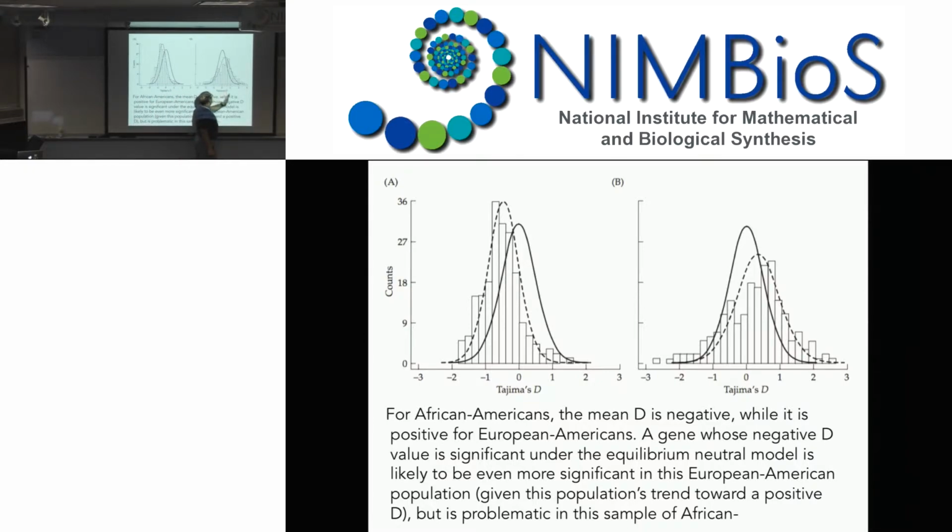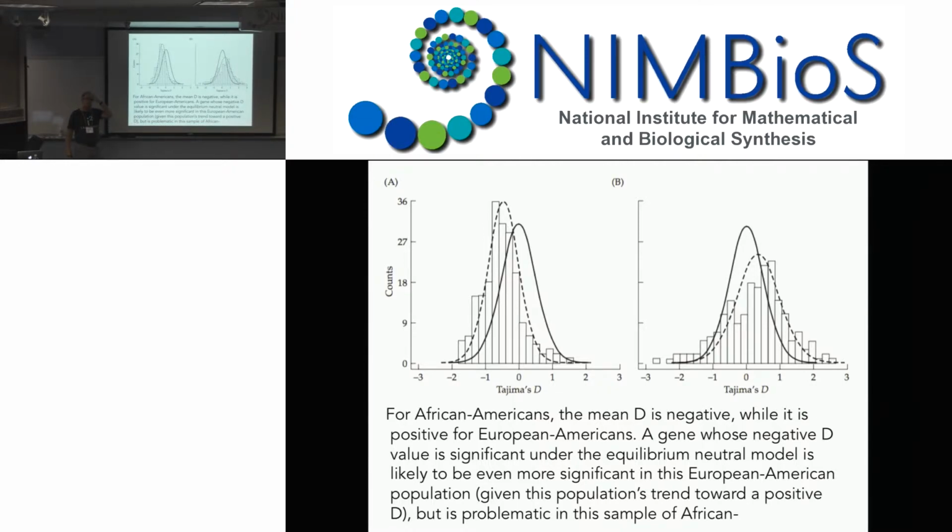Europeans have a slightly positive D value. So if you get a negative D, in Africa it's harder to interpret because the whole distribution is shifted to negative values. You get a negative D where the distribution is shifted to positive values, it actually gives you a bit more support. Now what you're probably thinking is, well, how come I can't just subtract off the mean and then use it that way? The problem is you haven't adjusted for the variance.